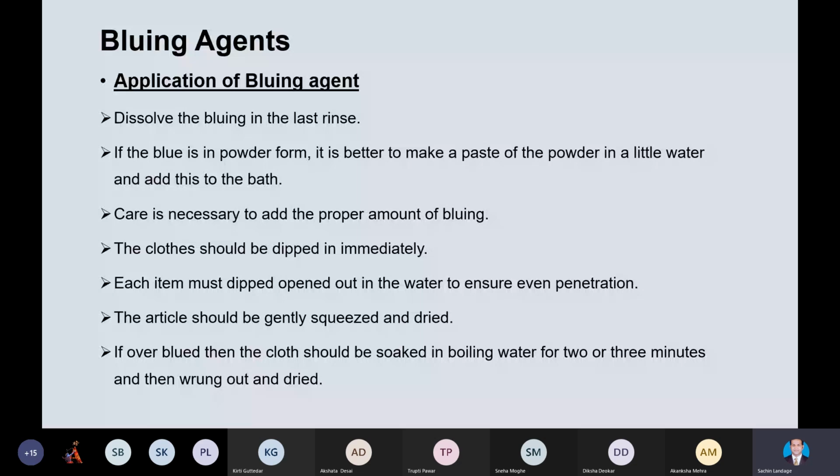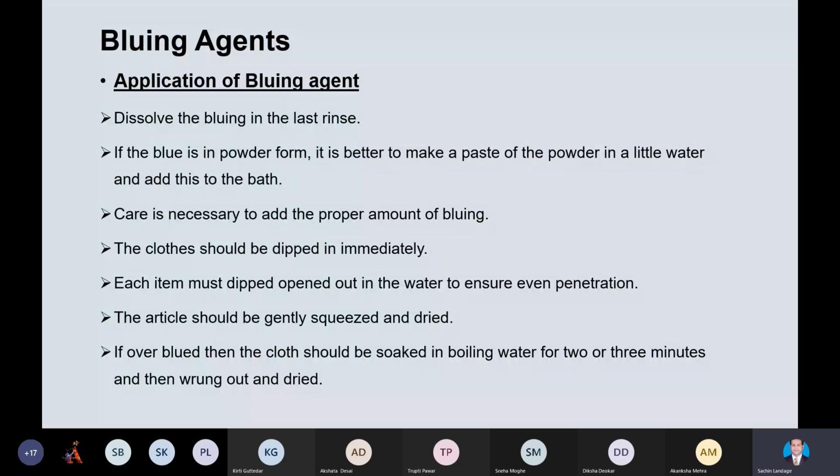Now, one care we have to take. Whenever we are preparing this bluing agent, if possible, carry out filtration, so that the undissolved particles remain on top and we get only the clear filtered solution. That filtered solution we can use for the application. Or else, the second option is that we can use the liquid form, the bluing agent which is available.